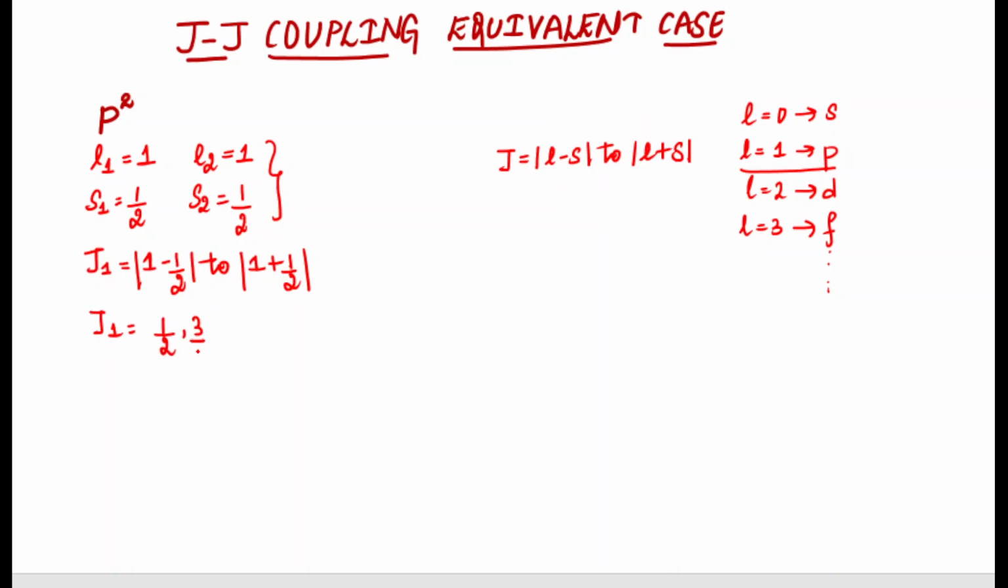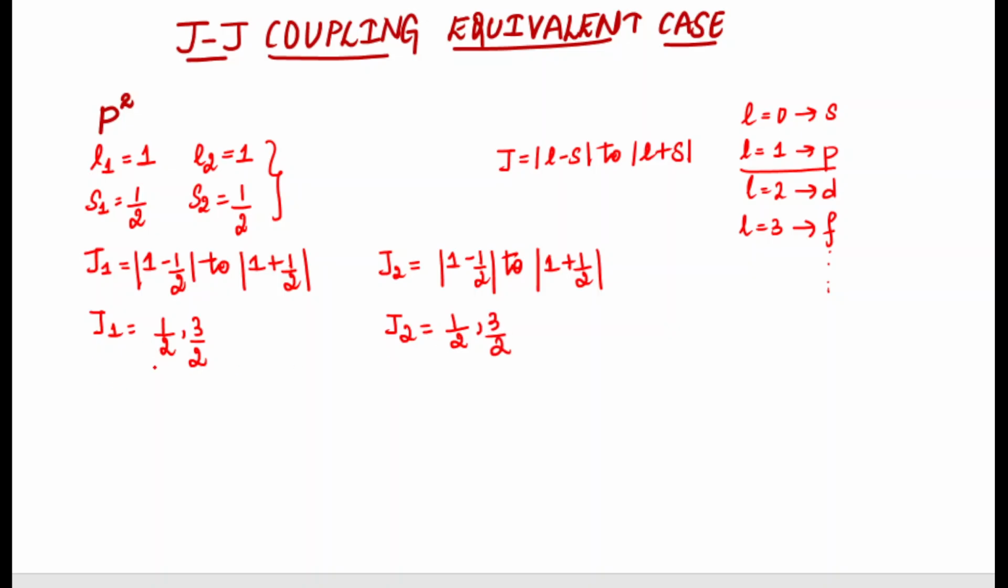We have one more term, J2, the total angular momentum, which we need to find. We have again the same values, half and 1, that is S2 and L2. Again the same thing, according to the general formula, 1 minus half to 1 plus half. So J2 is 1 minus half, which is half, to 1 plus half, which is 3 by 2.